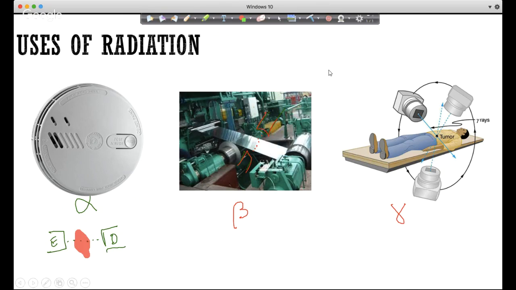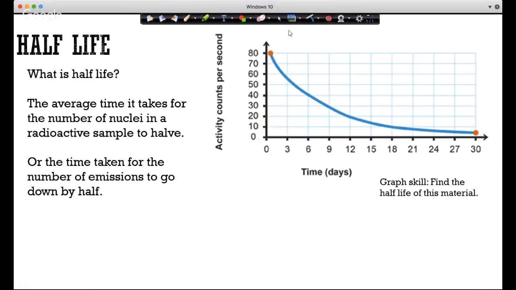Okay, so half-life then, this measure of half-life. What is half-life? Half-life is the average time taken for the number of nuclei in a sample to go down by half, or the time taken for the counts per second, the number of emissions per second, to go down by half. A skill that you might need to know is, from a graph like this, which plots the count rate or the number of radioactive atoms, how do we work out the half-life?